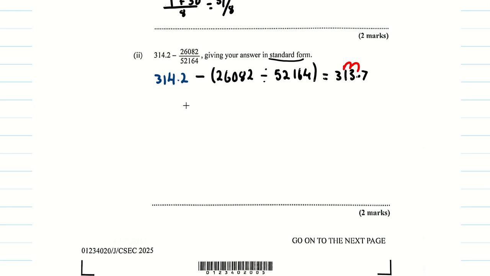So now the answer will become 3.137 multiplied by 10 to the power of, because we skipped 2 places, it will be to the power of 2, and because we went to the left hand side, your power is positive. Right? So it's 3.137 multiplied by 10 to the power 2 would be the answer for part 2 in number 1.